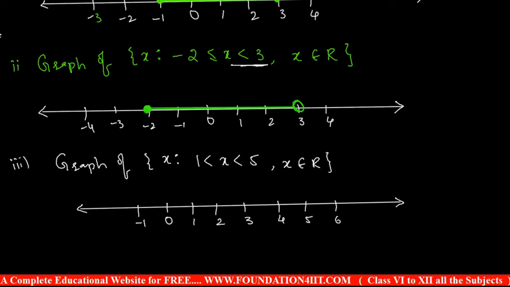When you observe here, 1 is not included because 1 is less than x. At the place of 1, you can keep a circle, but don't fill it in. And x is less than 5, so 5 is not included, so there also you can keep an open circle. But in between 1 and 5, all the numbers, even 1.111 and 1.2, are real numbers. That's why you can draw the line over every point. This is the meaning of this.